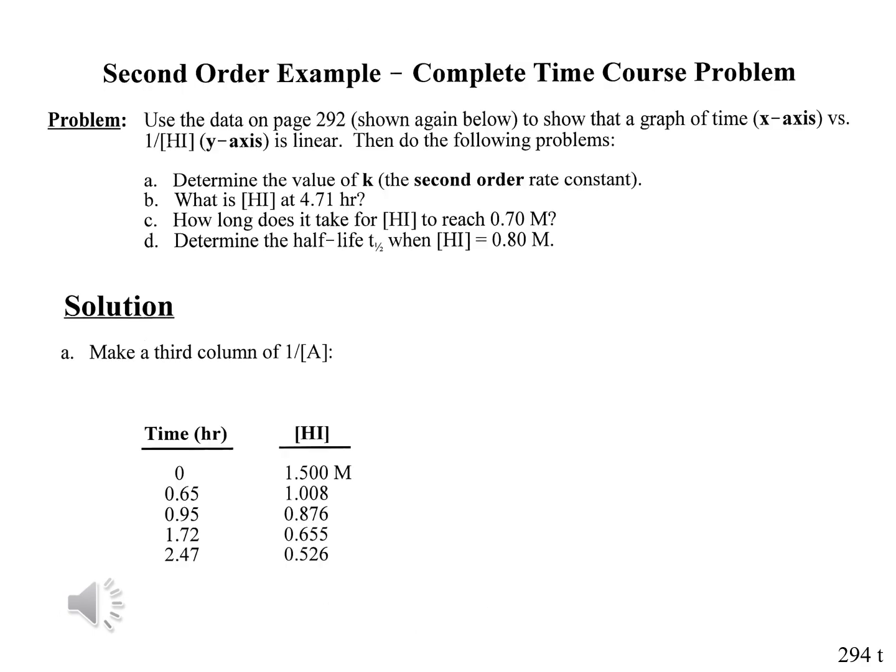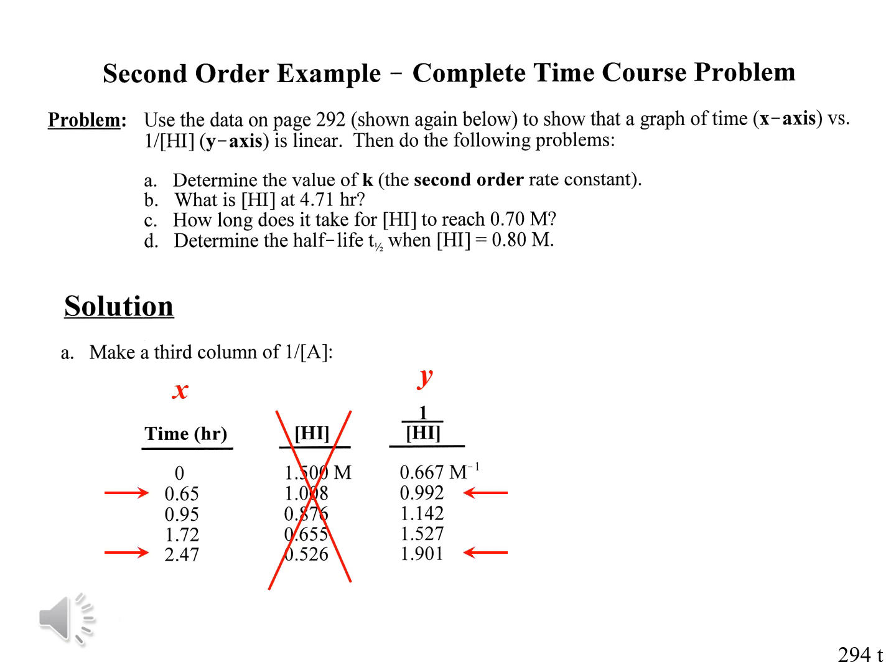And so whenever you have time data, you have to make a third column. But in this case, the third column you make is not going to be ln, it's the reciprocal. So in order to get the first point, you would take 1 divided by 1.5 and write it down. 1 divided by 1.008 and write it down. And you'll get x for time, and 1 over is y.